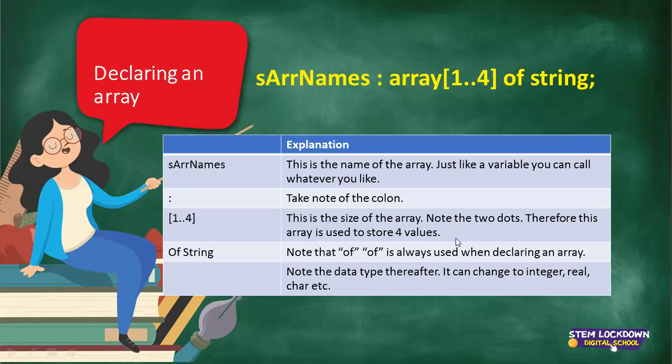Notice the 2 dots, guys. You can't say, no, I want to put 1 dot, or I want to put 3 dots. You have to use the 2 dots to indicate the size, or to indicate the value after that. So what is the size of this array, or how many values?